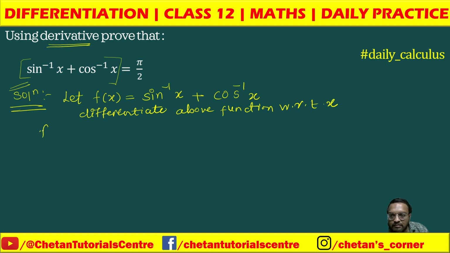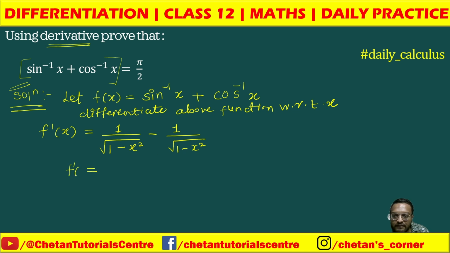So what we will get after differentiation? This f of x will become f dash of x. Derivative of sine inverse of x is 1 upon under root of 1 minus x square. Derivative of cos inverse of x is minus 1 upon under root of 1 minus x square. Here you can see that they both will get cancelled and our value of f dash of x will become 0.